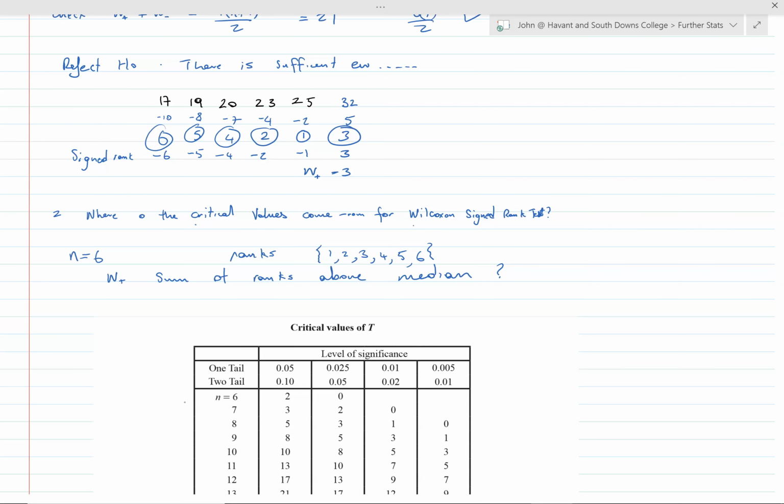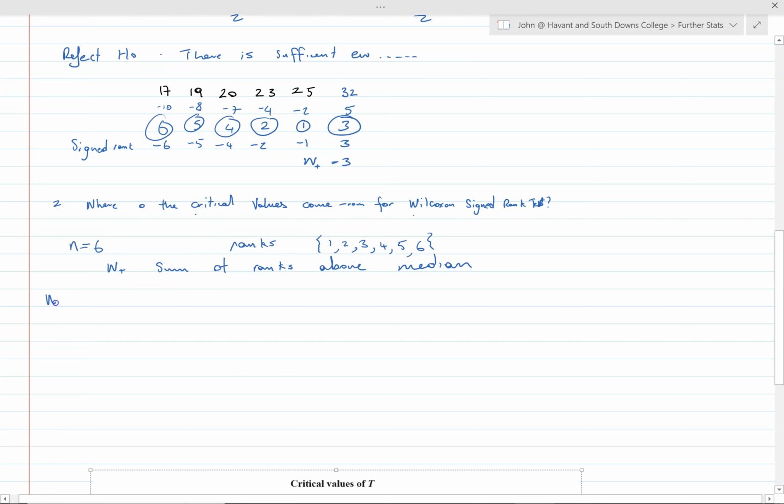So we've got W plus is the sum of the ranks above the median. Basically, we ask the question, what are the possibilities here? And also, just as importantly, what will the W plus value be in this case?